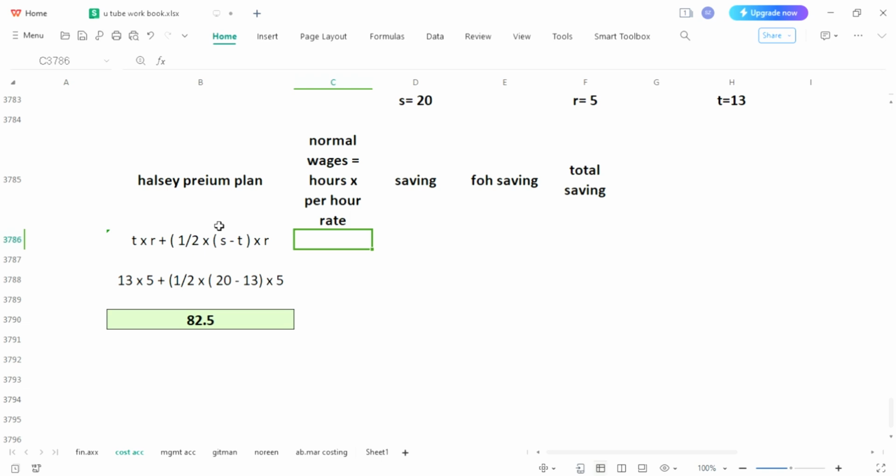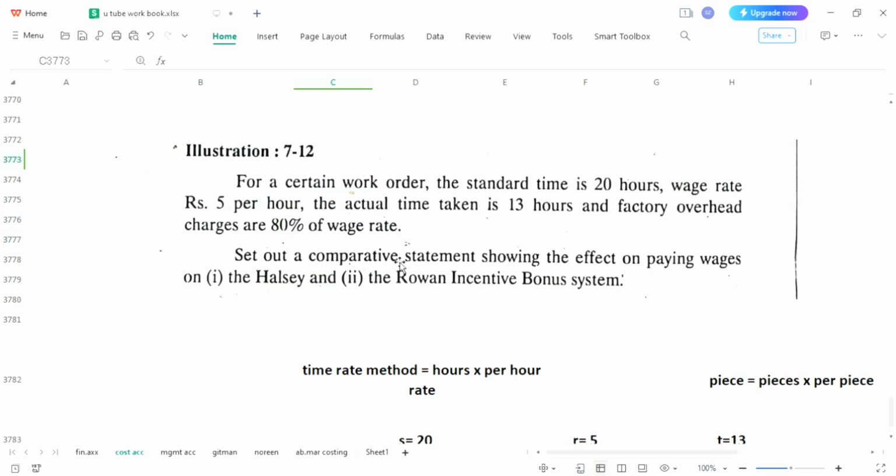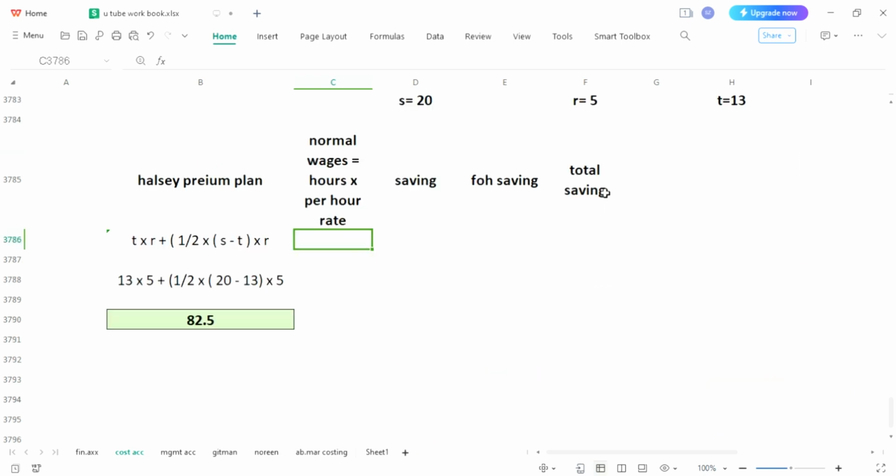But secondly, the normal wages would be for a comparative statement. Suppose this incentive was not given, the standard time the company has observed is 20. So the company was considering that 20 hours would be taken and the per hour rate is 5. In this way your calculation can be completed over here: 20 multiplied by 5.